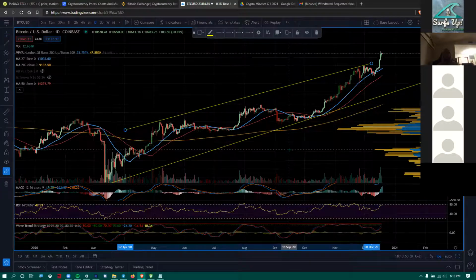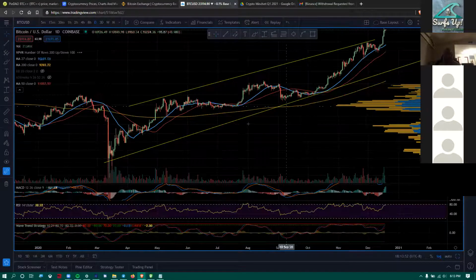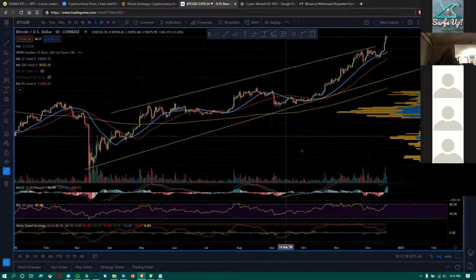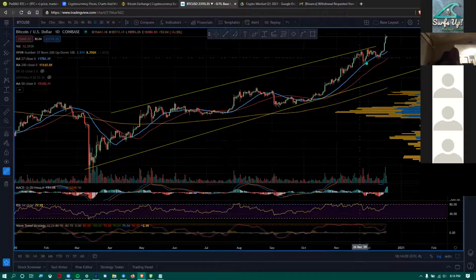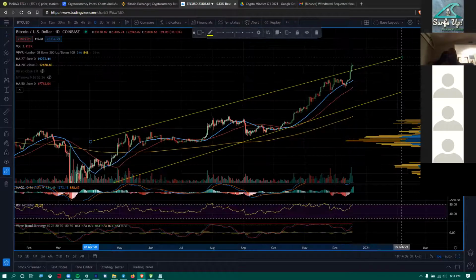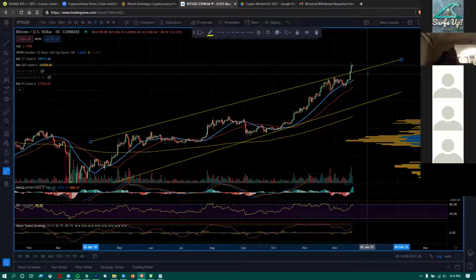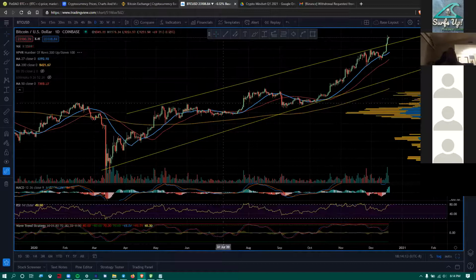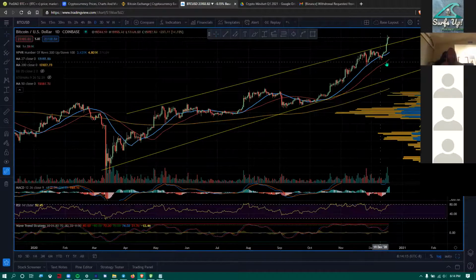But the key point is you have to have 2 points. 3 is best or more. If you have 4 touches, then it's extremely relevant. But 2 touches is all you need. This one actually has 3, 1, 2, 3 here. And that's why the other day when I saw Bitcoin break this upper trend line, because this trend is since March. You see what I'm saying?